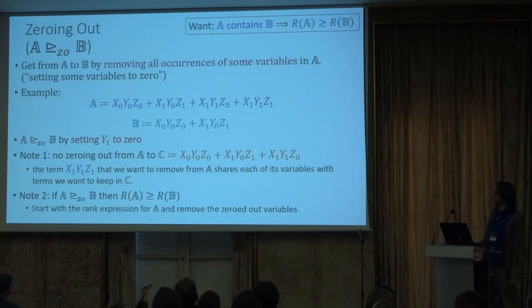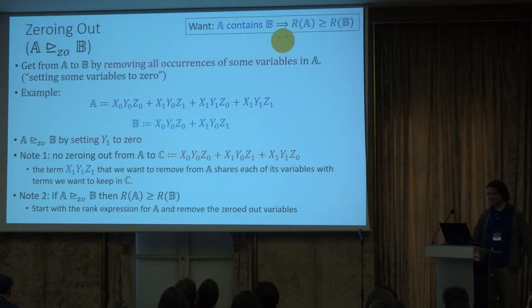But it's not so hard to see that if there's a zeroing out from A to B, then the rank of A is greater than or equal to the rank of B. You basically just do that same zeroing out to the rank expression also. So we have that property in the corner that we want. Okay, so that's zeroing out.